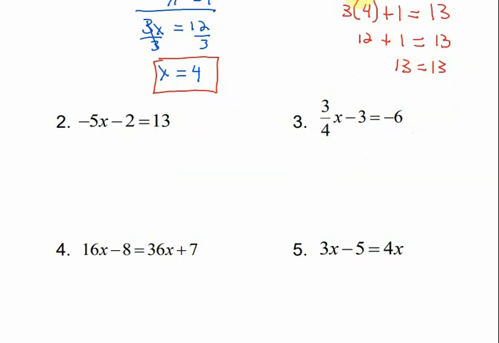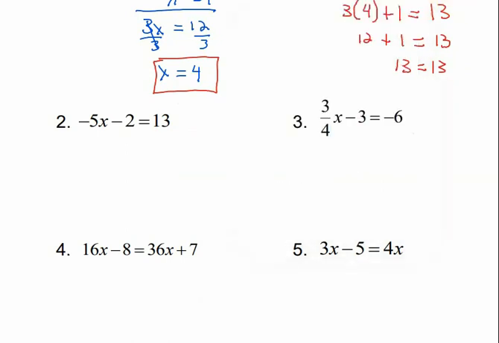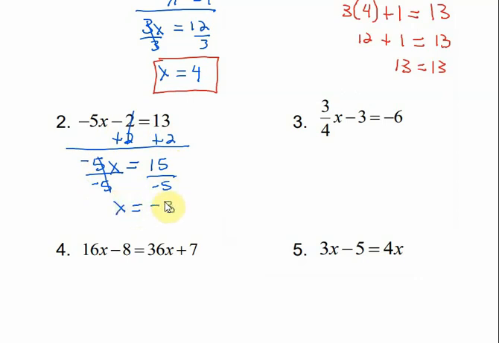For number 2, again, we start with what's farthest away from our variable. So we're going to start with the negative 2. To get rid of it, we're going to add 2. That gives me negative 5x equals 15. Divide by negative 5. And x equals negative 3.